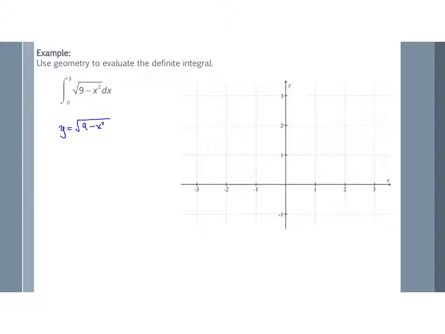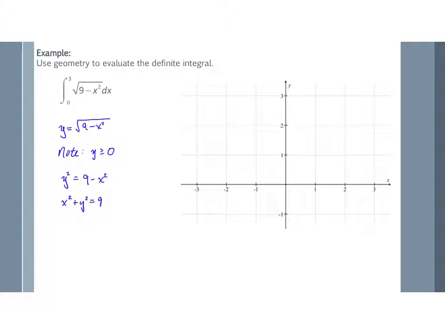So we have y equals the square root of 9 minus x squared. Now I want you to notice that this is the principal square root. So therefore, y is not negative. It's above or equal to 0. That's important because of what our next step is. If we square both sides, we get y squared equals 9 minus x squared, which means that we have x squared plus y squared equals 9.